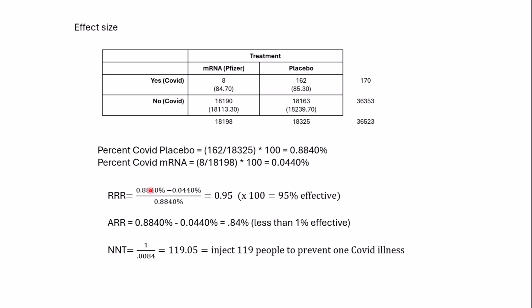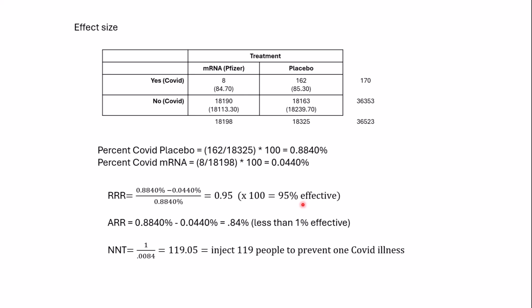So I start out with 0.88% if I don't do anything, just take a saline, and I can get that down to 0.044% if I use the Pfizer product. So there's the difference in those percentages. And now you take that relative to where you started, the base rate. That's why it's called a relative risk reduction: here's the risk reduction relative to where I started. So you work this math out and you get 0.95. Now that's a proportion, so we can multiply by 100 and we get 95% efficacy. So there is the 95% reported by Pfizer.